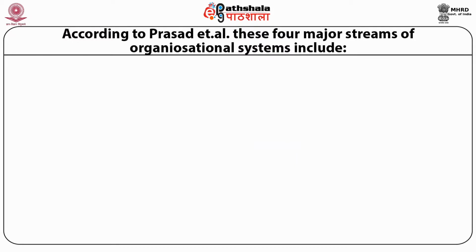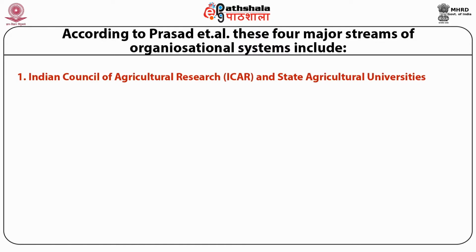As we have seen, there are four major organizational streams which are providing extension services, in which the first one is the Indian Council of Agricultural Research. ICAR is the nodal agency for coordinating agricultural research and extension activities at the national level. Over a period of time, it has built a huge nationwide agricultural research infrastructure.